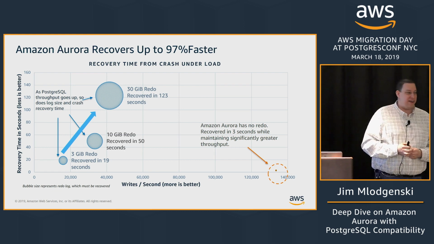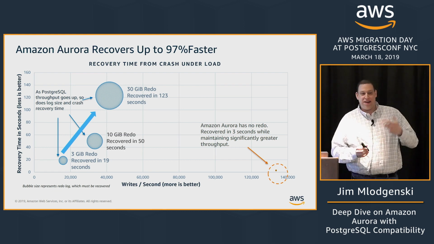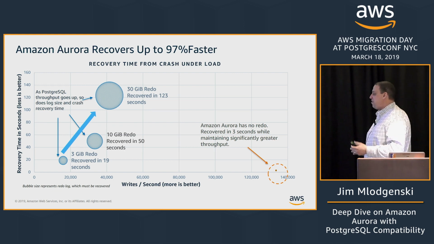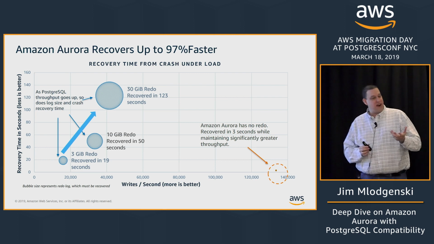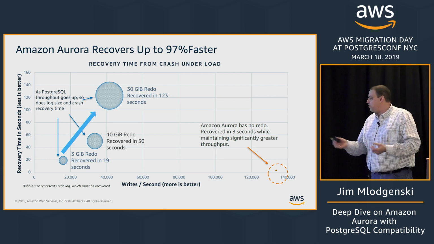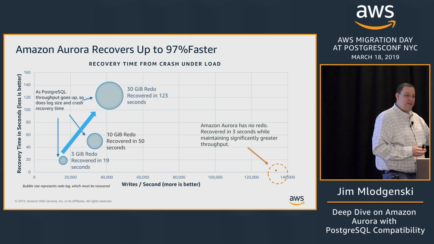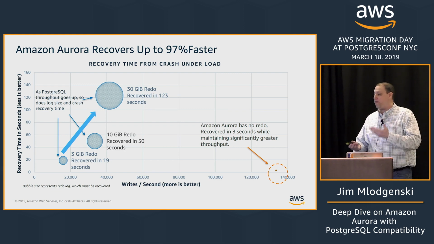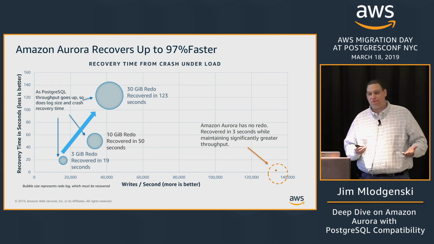But that little dot out in the corner that's kind of hard to see is Aurora, because there's no redo. Recovery time only takes 3 seconds because there's nothing that has to go through recovery, and you're doing 135,000 transactions per second. Because you don't have that checkpointing and those full page writes, you're able to get that higher throughput, and you don't have to trade your business rules for the recovery times.